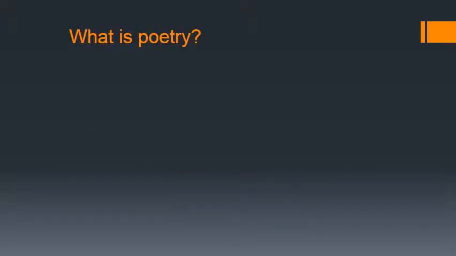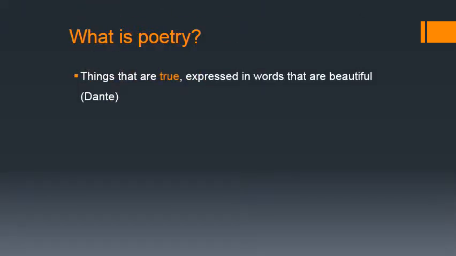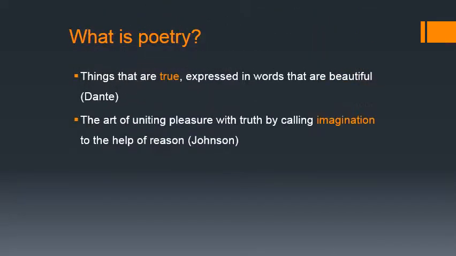So understanding that, now we're going to explore what exactly poetry is. Now here are some, well, I might say, definitions given by some of the best known poets. So according to Dante, poetry is described as things that are true, expressed in words that are beautiful. And Johnson defines poetry as the art of uniting pleasure with truth by calling imagination to the help of reason. So Johnson asserts that reason alone is not enough. We need the help of imagination to really get pleasure, okay, from our daily experience.